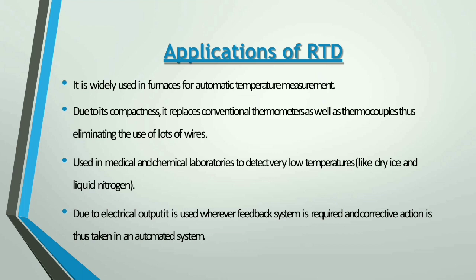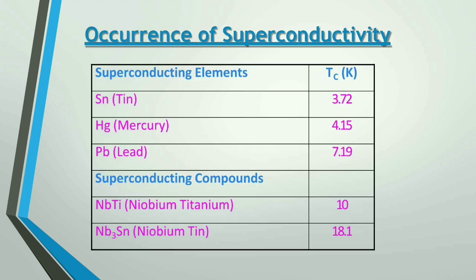Used in medical and chemical laboratories to detect very low temperatures like dry ice and liquid nitrogen. Due to electrical output, it is used wherever a feedback system is required and corrective action is thus taken in an automated system.